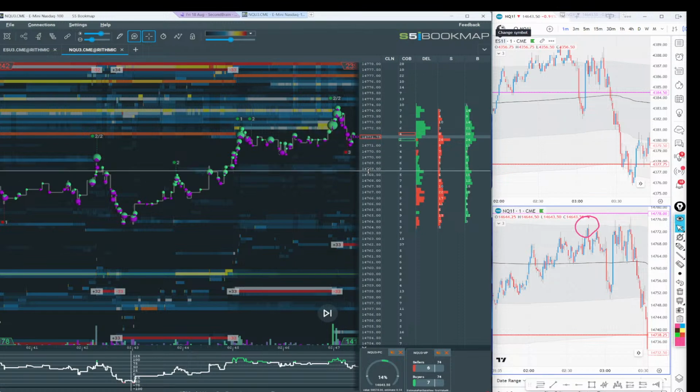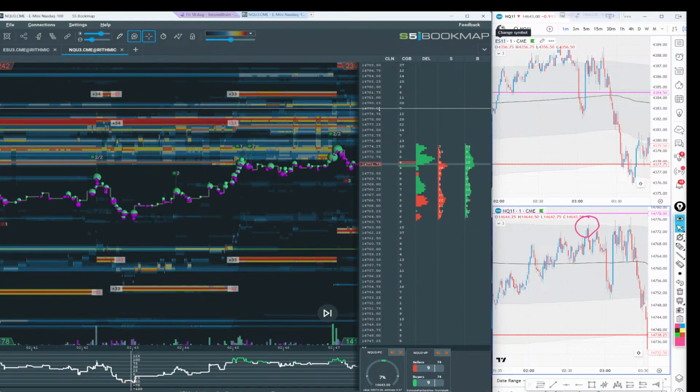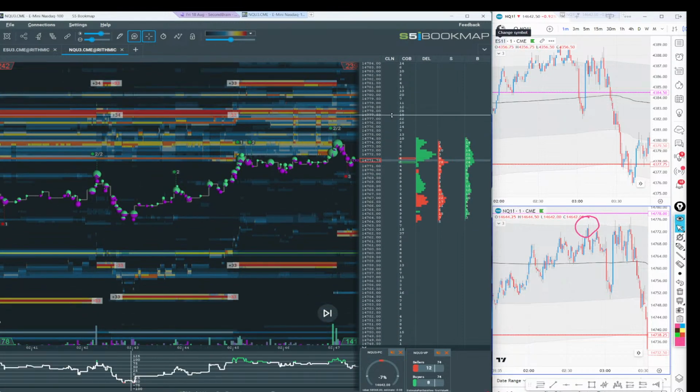So what can you do? If you were going to trade that, why would you trade it? Why would you consider that to be a reverse spring or upthrust or a breakout failure or a test of a supply and demand zone? In the way that Bookmap actually enhances what we're looking at here, we have a liquidity wall.